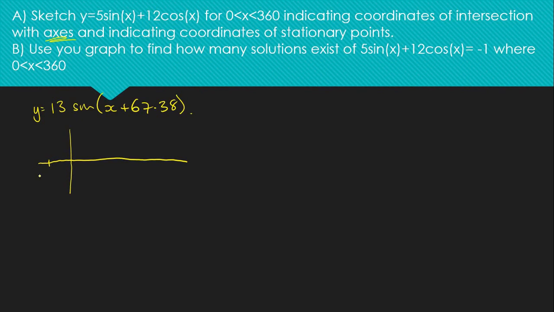Okay, so for me, I've got 67.38. 0 take away 67.38 would be negative 67.38. Okay, and I know that with sine that'll be there. 90 take away 67.38 would be 22.62. 180 take away that number, 67.38, would be 112.62. Another one, 202.62. And then we've got 292.62.